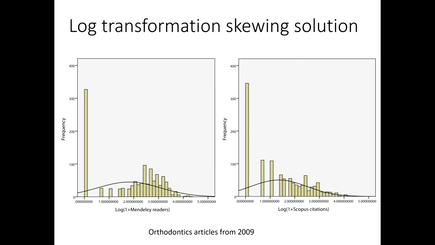If we log transform Mendeley readers or Scopus citations, we get a much less skewed data set. If you look at these two graphs, you can see they still look skewed, but now there are big gaps either side of the bars, indicating that on average the skewing is substantially less.